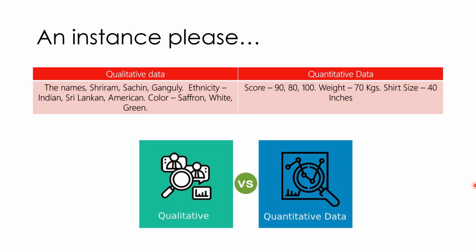Some instances can always help you understand the differences better. Qualitative data can be names. My name, Sachin, Ganguly. The ethnicity, Indian, Sri Lankan, American. Color, saffron, white and green. Quantitative data, on the other side, is the numbers, the score, 90 out of 100, 80 out of 100, 75, the weight, 70 kgs, shirt size, 40 inches. All these come as quantitative data.